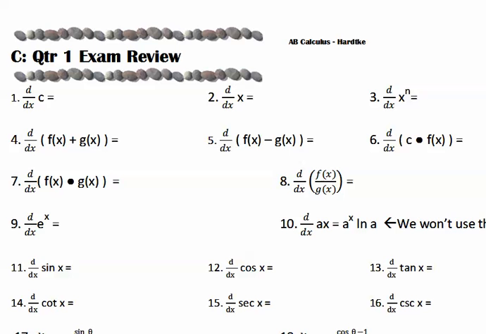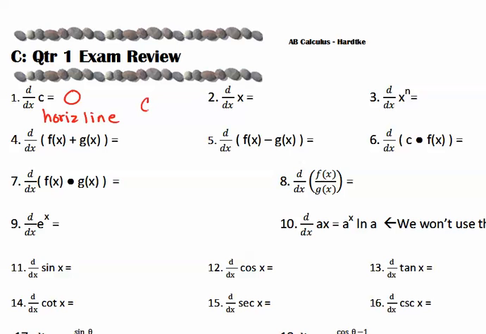These are solutions to our third quarter exam review assignment. So first we've got some of our derivative rules. In one, the derivative of a constant. Remember, this would be the same as a horizontal line. So the slope is always 0, derivative of a constant.